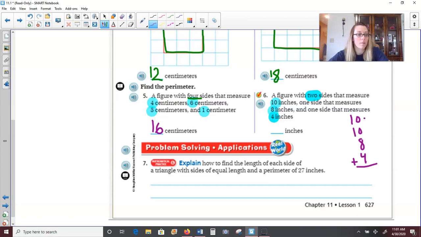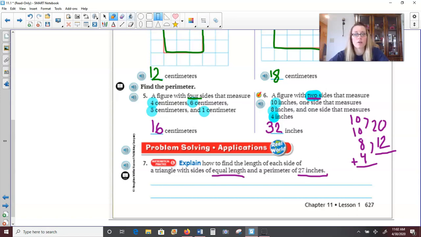So we're adding all those numbers up. So you can break it apart. 10 plus 10 is 20. 8 plus 4 is 12. And then 12 plus 20 equals 32. Okay, so that one kind of tricked us a little bit because it said 2 sides measure 10, so we had to double that. All right, number 7 says to explain how to find the length of each side of a triangle with sides of equal length and a perimeter of 27 inches.